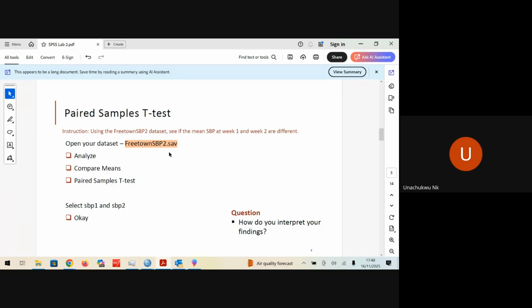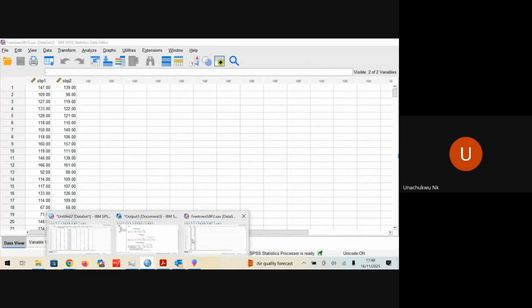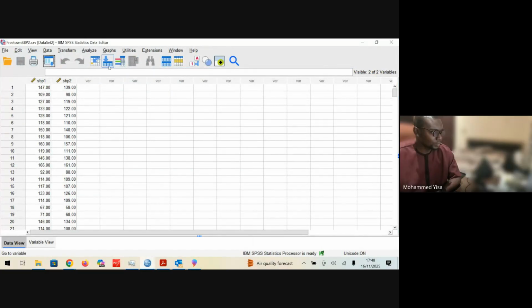So I go to analyze, compare means, then paired sample t-test. Yes, we're about to do that now.